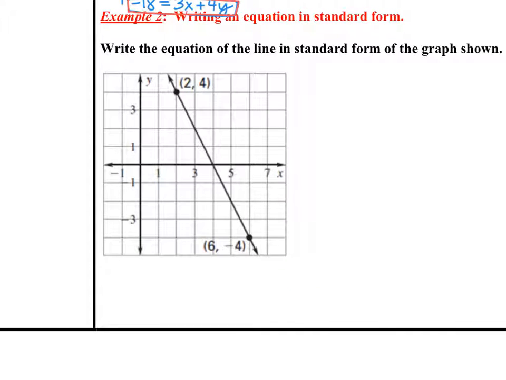For this example, the first thing we need to do is get the equation of the line in slope-intercept form. Currently, that's the only way you know how to write an equation of a line from a graph. And so I would find the slope, take 2 points. Let's see, change in y is 2, change in x is 1, but it's negative. So it's negative 2 over 1, which is just negative 2.